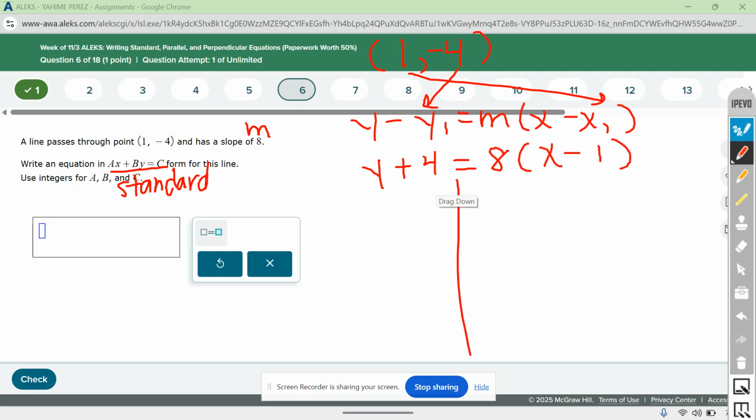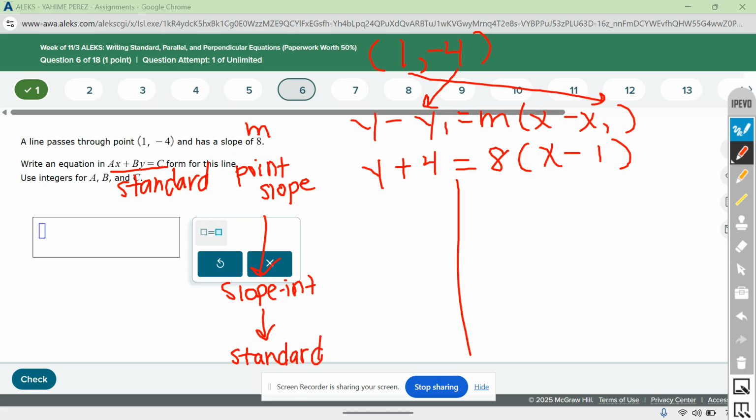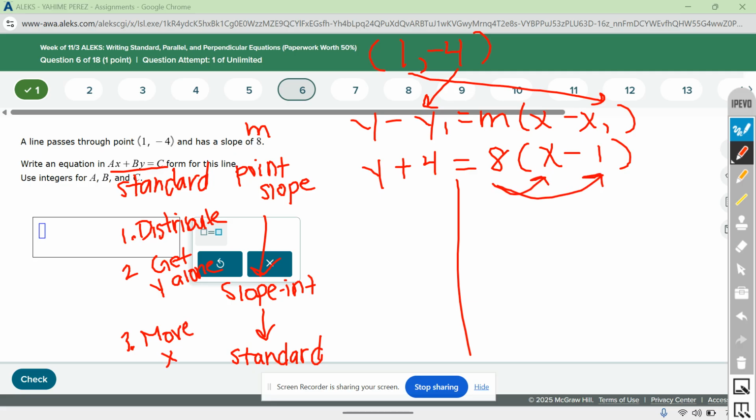right? And then we have our 3 steps to go from point slope to slope-intercept to standard. 3 steps are distribute, get y alone, and then move x. Okay, so distribute, we're doing 8 times x, which is 8x, and 8 times -1, which is -8.